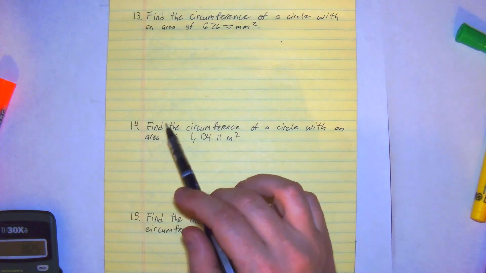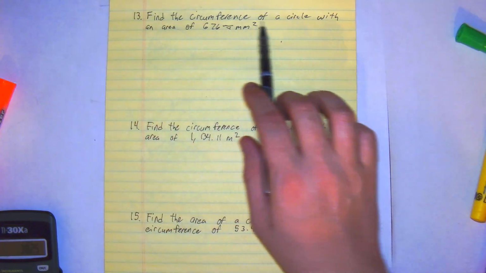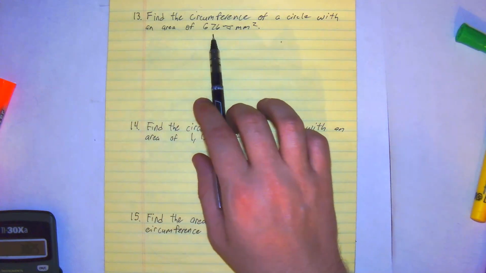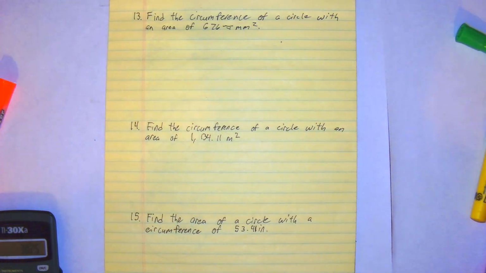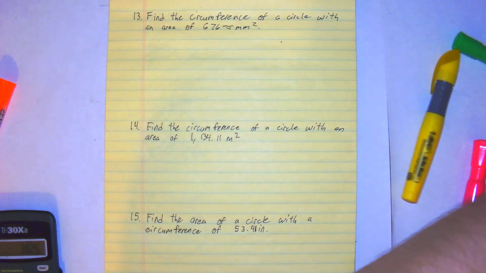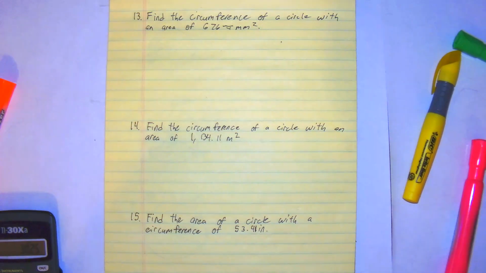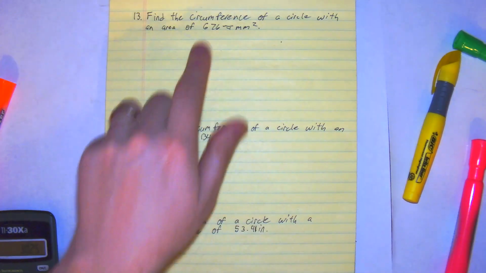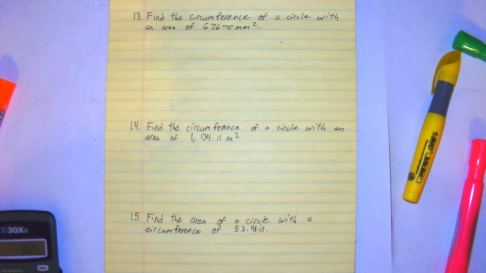We're looking at number 13. Number 13 wants us to find the circumference of a circle with an area of 676 pi millimeters squared. I think that's what it says. Let me just check my paper. Yeah, 676 pi square millimeters.